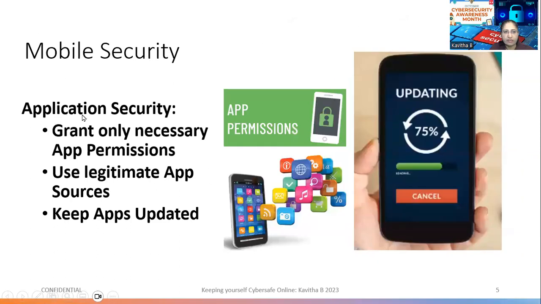The second section is about application security. Grant only necessary app permissions. You're definitely using a lot of apps on your mobile phone, so only grant the necessary permissions to the apps that you're using. Then use legitimate app sources. It's better to use applications that are on the App Store, and even then, be careful about what you're downloading. And keep your apps updated, because app creators usually take care of fixing unknown vulnerabilities and keep patching their apps. So keep your apps updated.